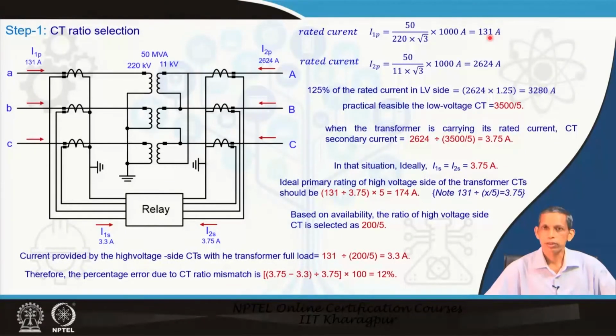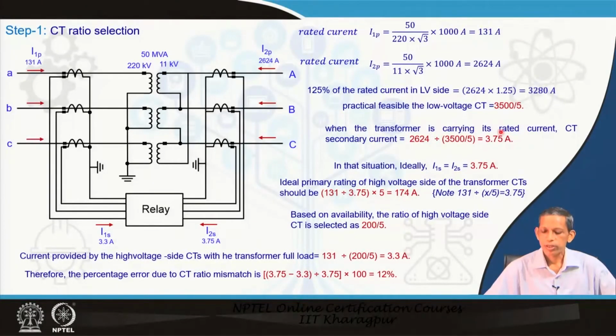In the primary, high voltage side, we find 131 ampere, from 50 MVA at 220 kV. So, this gives 131 ampere. On the low voltage side, the current becomes 2624 ampere. These are the two rated currents, high voltage and low voltage respectively. Now, as I already mentioned, some utilities follow 125% of the corresponding current rating for the CT selection. So, 125% of this low voltage current is 3280 ampere. CT selection is based on availability: 3500:5.